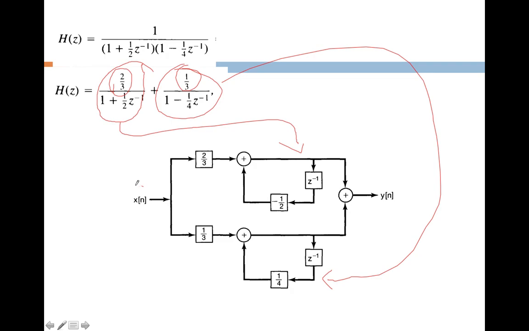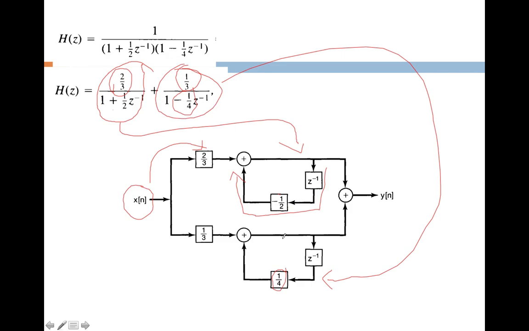So here x(n) is the input, and it should be multiplied with the coefficient 2/3. Then you have to take a feedback and sum it, and the feedback coefficient is -1/2. Listen carefully: if the denominator has a plus symbol, you have to multiply by -1. That is, if you have plus 1/2, then the coefficient value will be -1/2. Here you have minus 1/4, hence the coefficient value is plus 1/4.